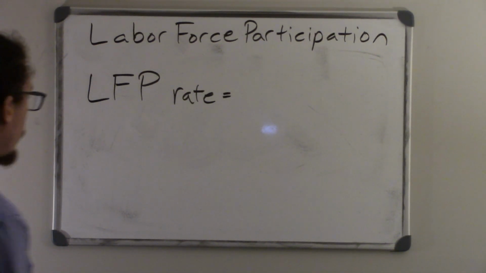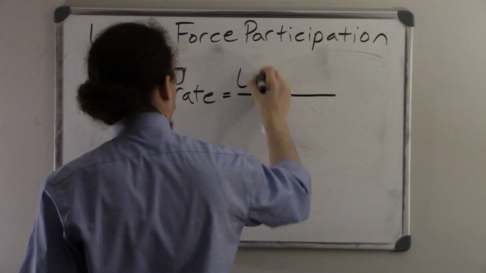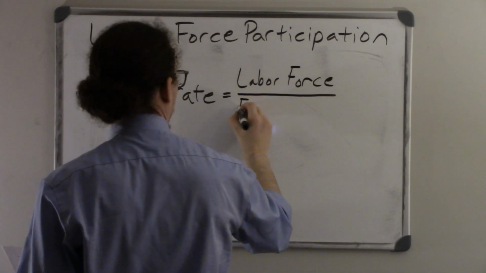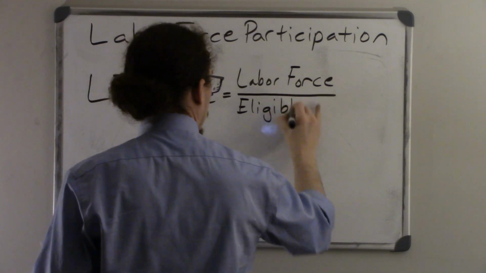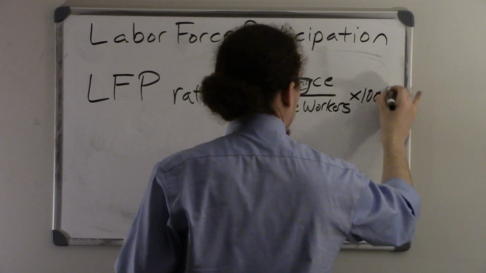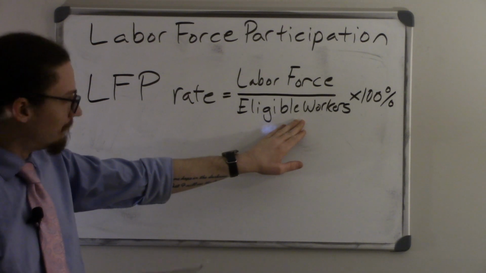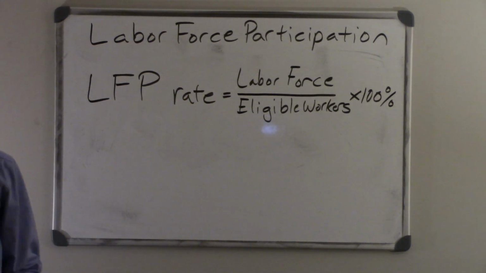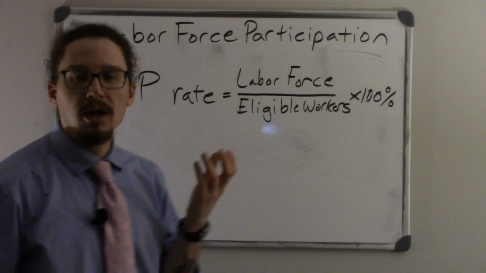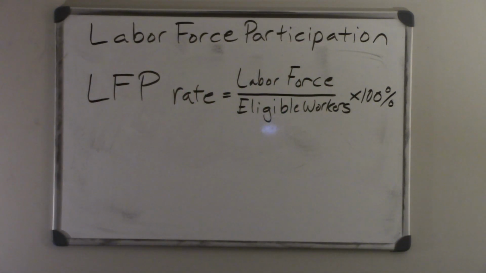Our labor force participation rate is going to be calculated as the labor force divided by the number of eligible workers times 100%. Here, with these eligible workers, I will sometimes also refer to those as the adult population. So if you see adult population, that's the same thing as eligible workers.